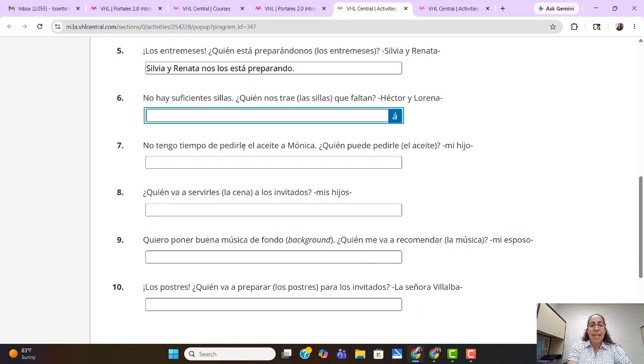No hay suficientes sillas. ¿Quién nos trae las sillas que faltan? Héctor y Lorena nos las traen. Put the accent here.